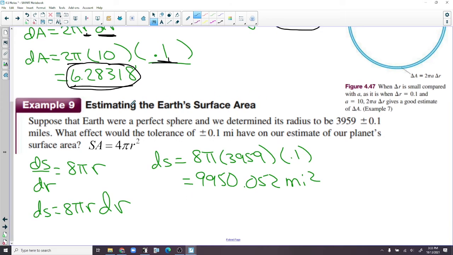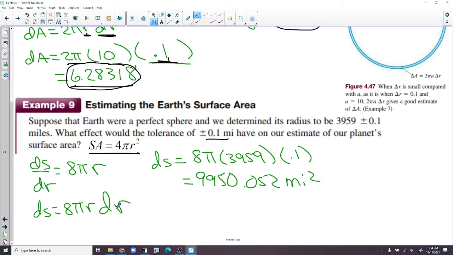Estimating the Earth's surface area. Suppose the Earth were a perfect sphere and we determined its radius to be 3,959 miles with an error of 1/10 of a mile. What effect would the tolerance of 0.1 mile have on our estimate of our planet's surface area? So there's the surface area of a sphere right here. If we take the derivative, dS/dr, it's 8 pi r.